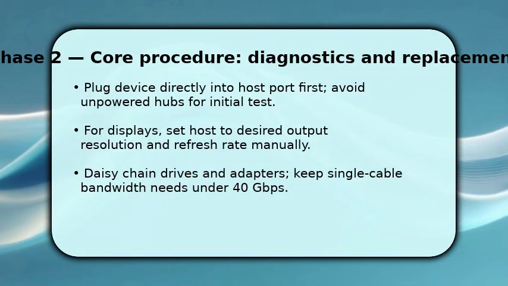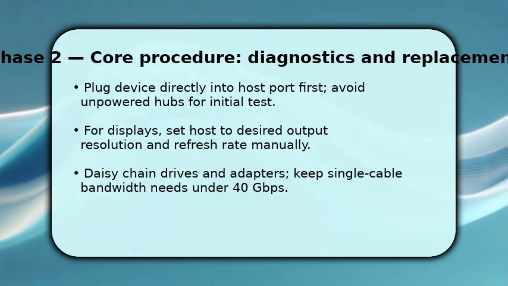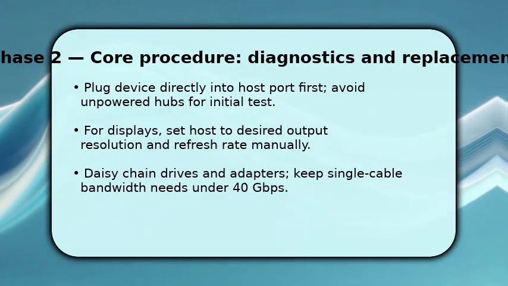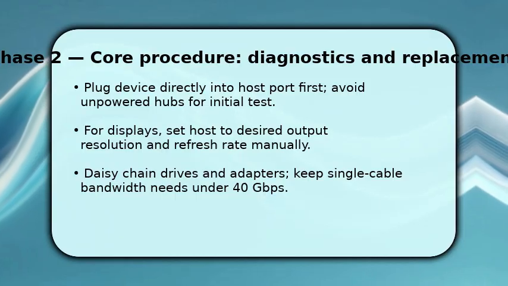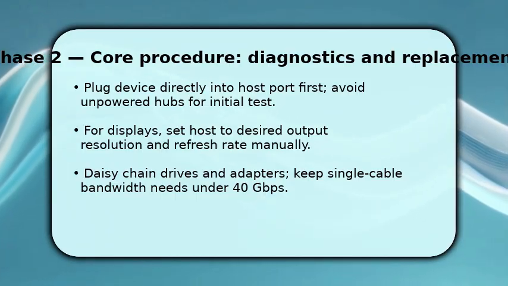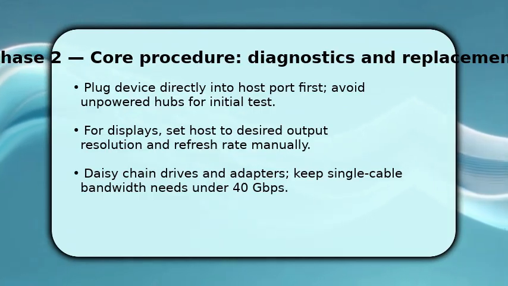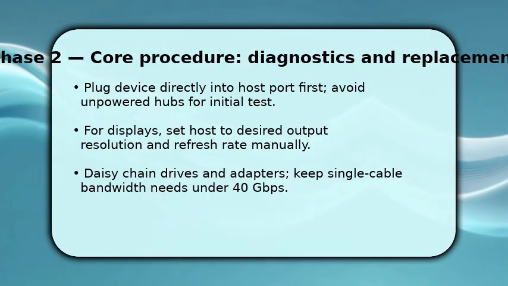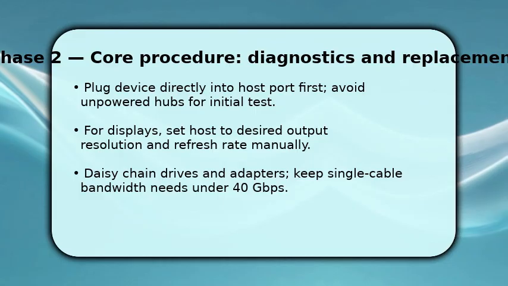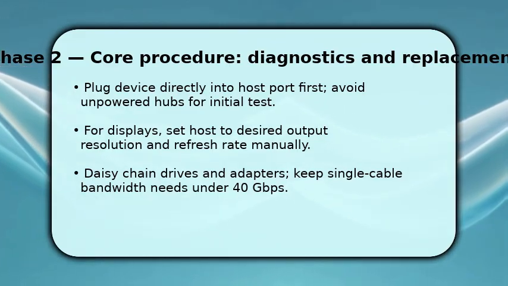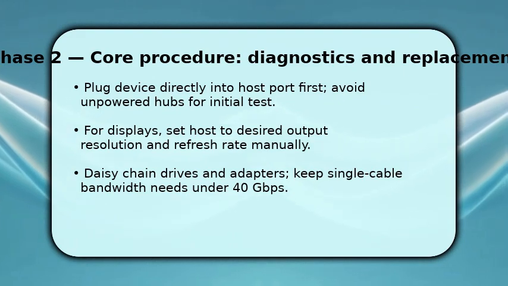You plug the Thunderbolt 4 cable into the host, then into the peripheral. Start with direct connections so you can isolate issues. If you attach a display, open display settings and choose resolution and refresh rate. Thunderbolt 4 supports multiple high-res monitors, but the host controls configuration. When adding external drives or adapters, daisy-chain them logically and watch aggregate bandwidth. Prioritize the fastest device closest to the host. Once configured, test file transfers and video playback to confirm expected performance.